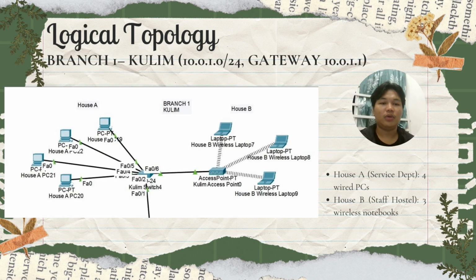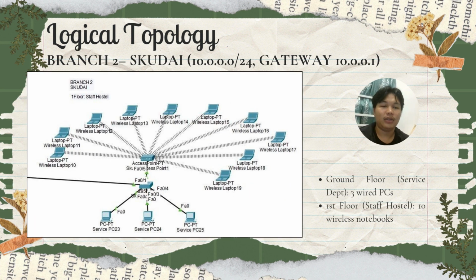Moving on to our branch locations, each has a service department and staff dorm but with different scaling. Branch 1 Kulim is configured under the 10.0.1.0/24 subnet. It deploys 4 wired PCs for operation and an access point supporting 2 wireless laptops in the dorm. Branch 2 Skudai is configured under the 10.0.0.0/24 subnet. It runs 3 wired PCs on the ground floor and a larger wireless setup supporting 10 laptops on the first floor. This topology efficiently balances wired stability for critical systems and wireless flexibility for users, strictly routed via RIPv2.